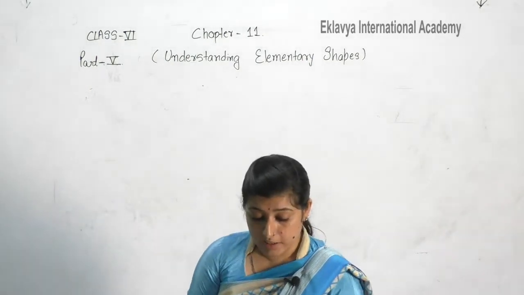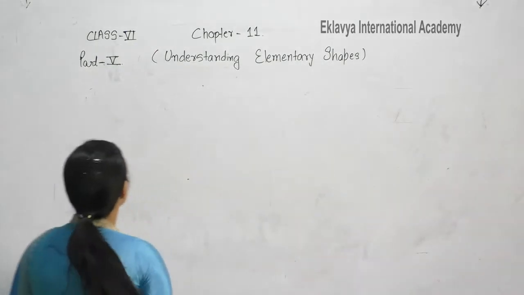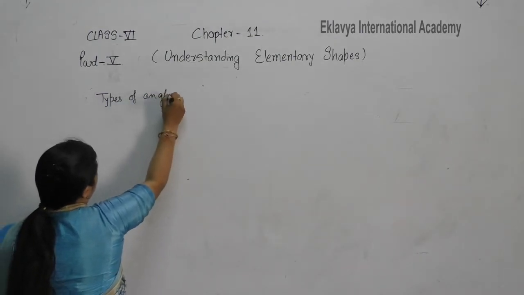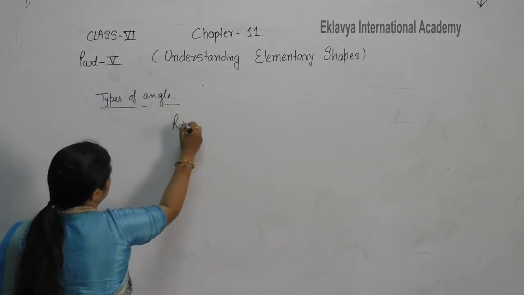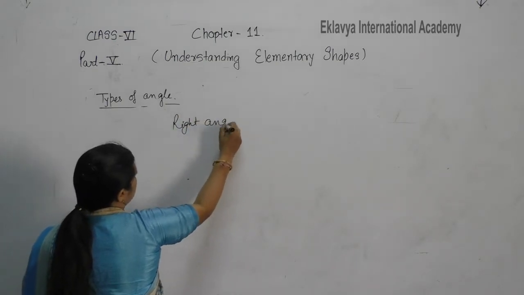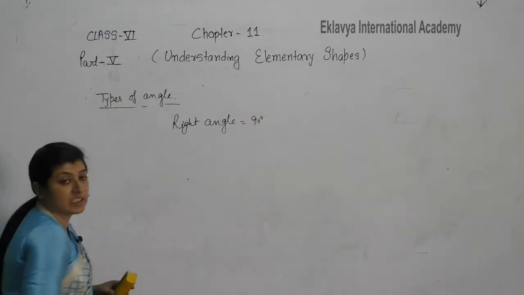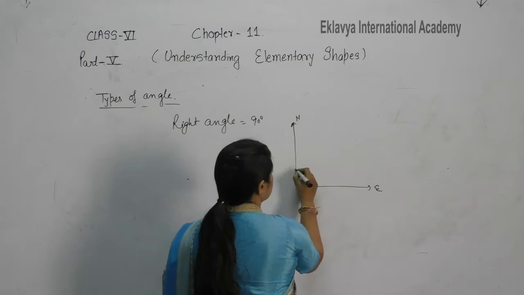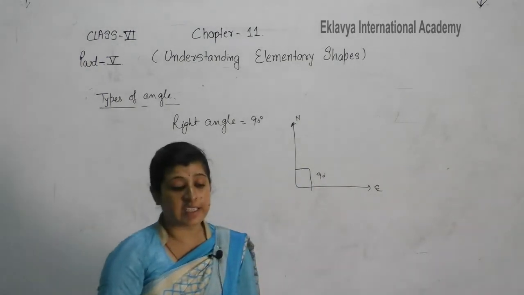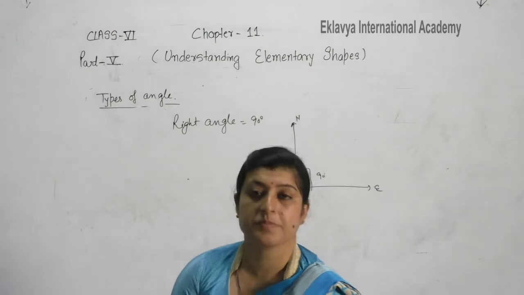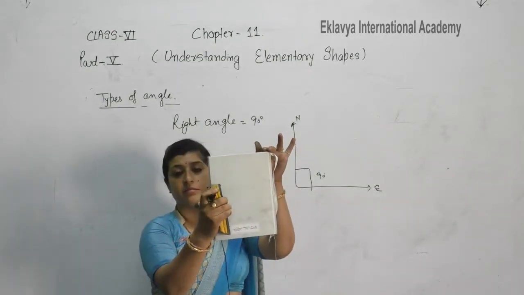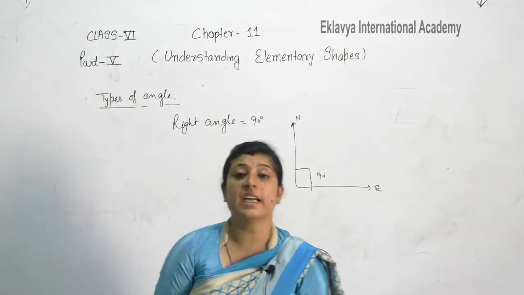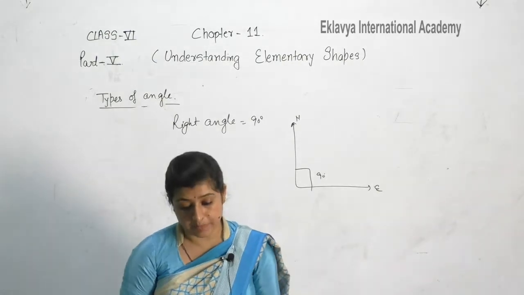Okay, see, now today's next topic is types of angles. In types of angles, the first heading is the right angle. A right angle means an angle of 90 degree. We can say the angle between north and east is 90 degree. Suppose you have a book, then this is a horizontal line and this is a vertical line. The angle between them, at the corner of the page, also makes a right angle.